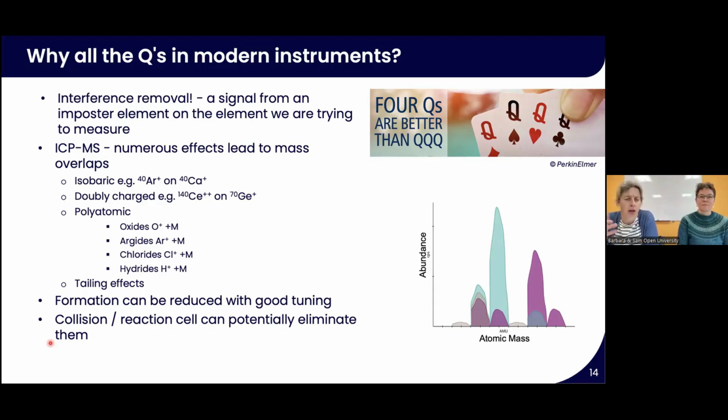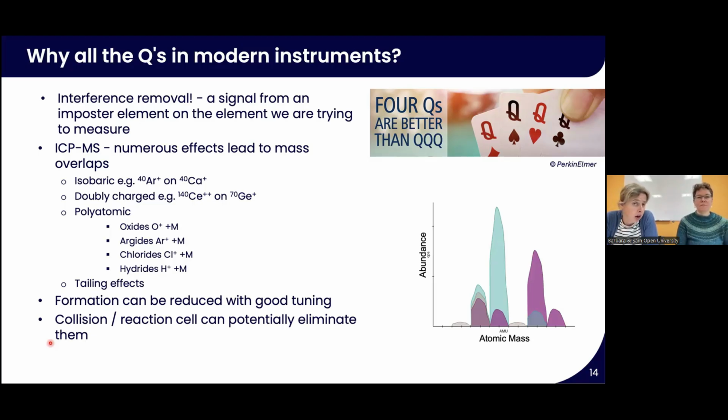When we're ionizing stuff in the plasma, we're breaking apart individual ions, but we're also creating different species in that plasma as well. So we have the ability to create interferences that overlap on the masses we're particularly interested in looking at. If we have an overlap from an imposter element or an imposter species, then the actual amount that we're measuring is not true. We're measuring more than we should be on that particular mass. So there are lots of different types of interference that we can consider.